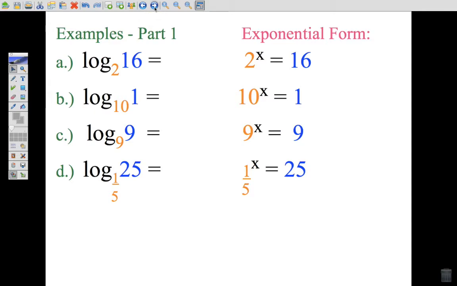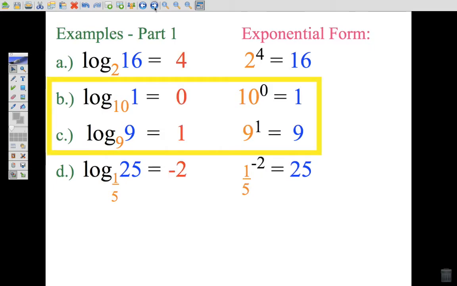Well, the top one's pretty easy. Kind of repeats from something we saw in the warm-up. You're going to have 2 to the 4th power. But the part B, what to an exponent is equal to 1? Well, that's just your zero exponent property. Anything to the 0 power is always equal to 1.